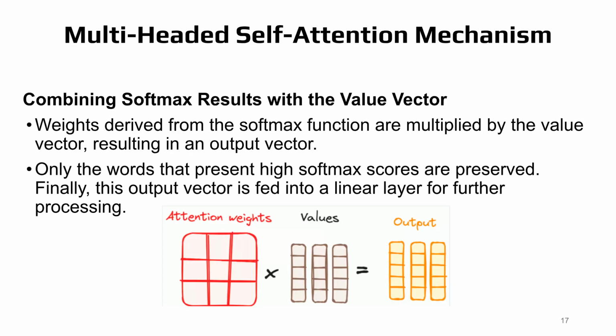The final step of attention combines the Softmax weights with the value vectors. We multiply each value vector by its attention weight and sum them up. This produces a context-aware output vector. Words with high attention weights contribute more to the output. Words with low weights contribute almost nothing. The result is that each position now contains information from across the entire sequence, weighted by relevance.